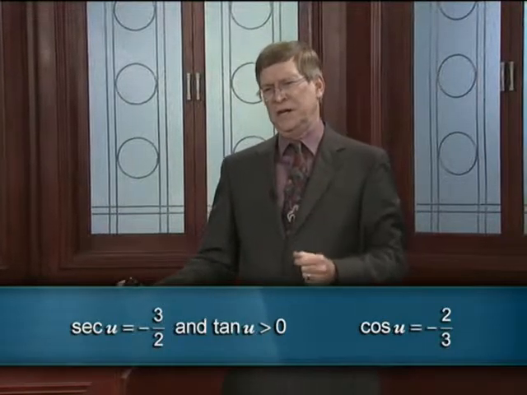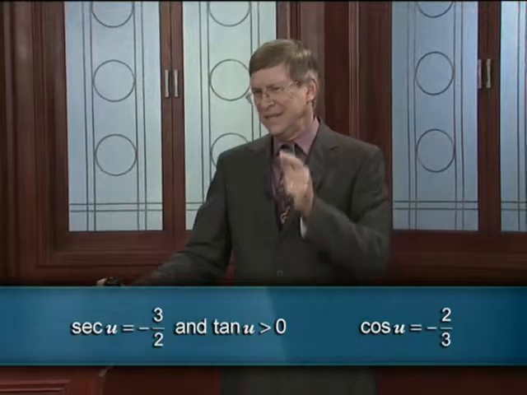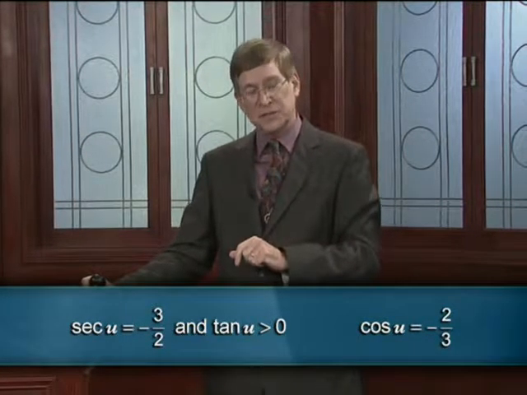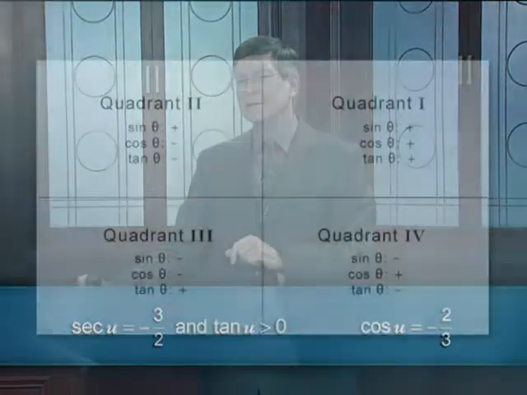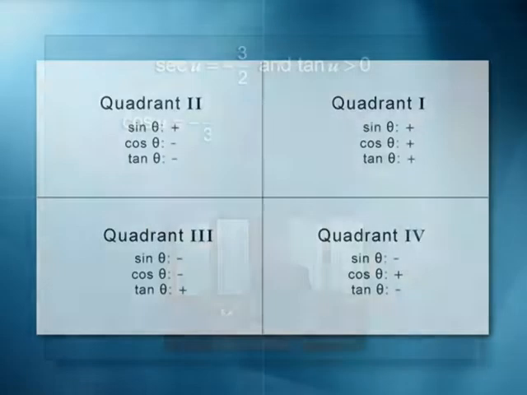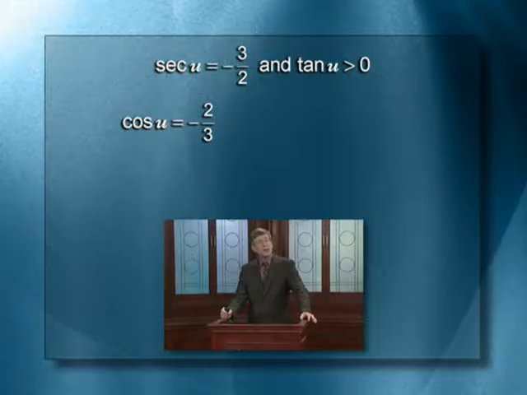Now, pause for a moment. What quadrant are we in here? Where is the angle u? Its cosine is negative, and its tangent is positive. Where could u be? Right, it's in the third quadrant. That's where cosine and sine are negative, but tangent is positive. That'll be helpful in a moment.